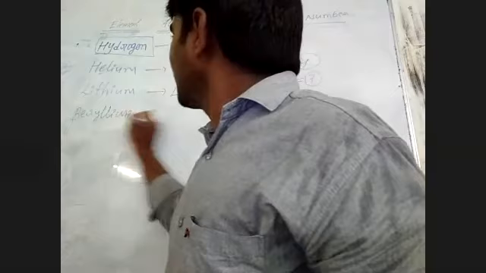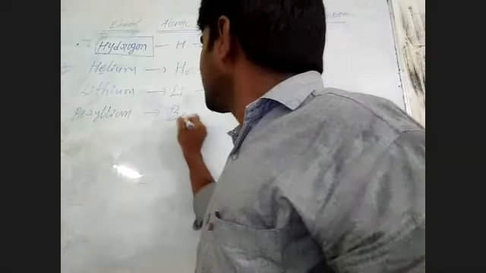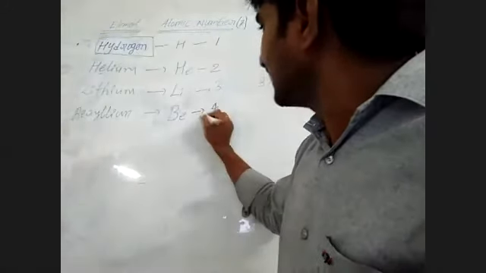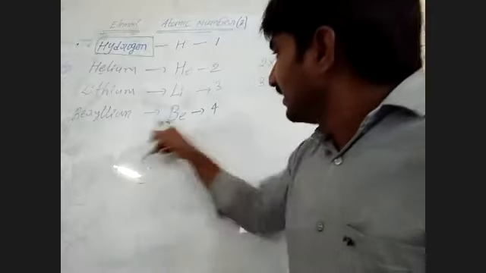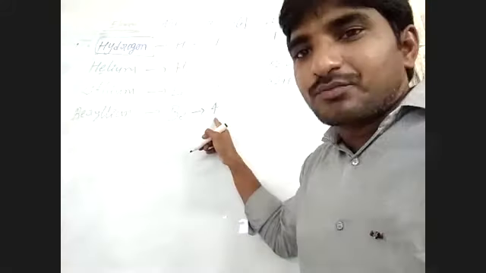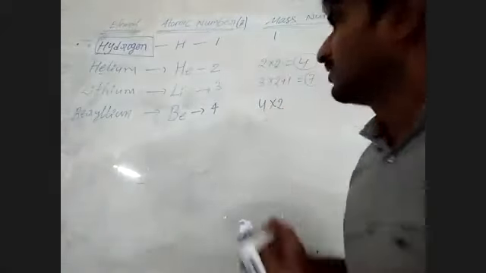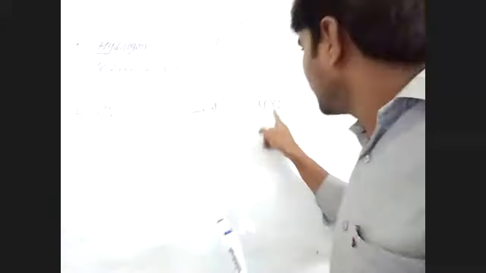So beryllium, symbol is Be. What is the atomic number? Atomic number is 4. Here 4 is an even number. Here 4 into 2, 4 twos are 8. So 4 twos are 8.